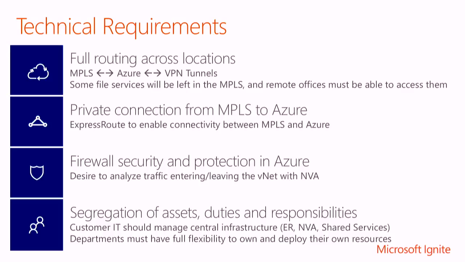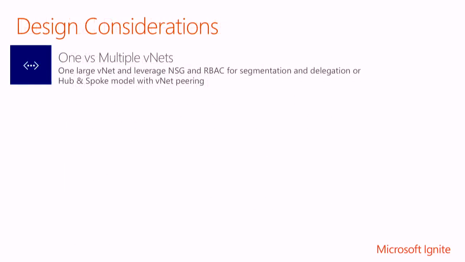So they want full routing everywhere, and anytime any traffic goes from any of their on-prem locations into the cloud, they need to make sure that it is protected with a firewall. And I need to make sure of the segregation of duties, so that the people who are going to manage those assets will be able to do that, and they will be able to pay for it, but I, as an IT guy, will provide the connectivity part and the security aspect of it. I need that kind of flexibility.